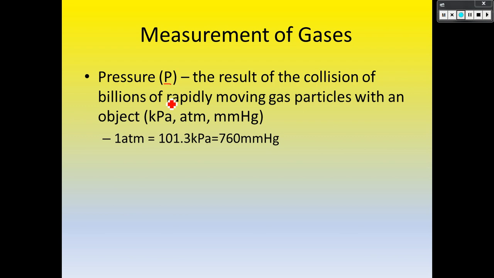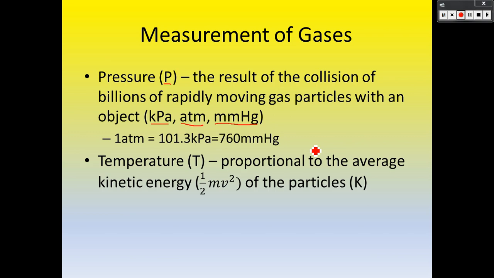And the units we're going to use, there's a couple. We often use the kilopascal, that's kPa, the atmosphere, which I think we've heard of earlier in this year, and millimeters of mercury, Hg being the symbol of mercury. And so the conversions between these are 1 atmosphere equals 101.3 kilopascals, or 760 millimeters of mercury.